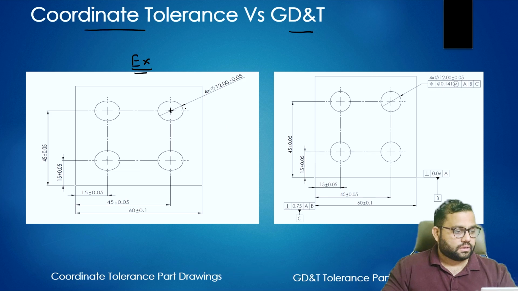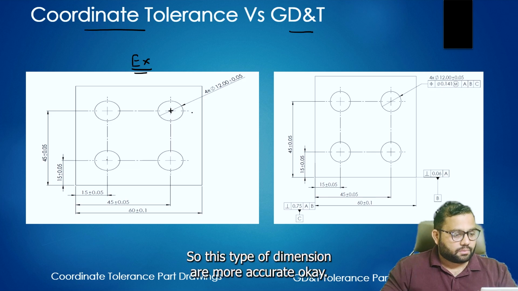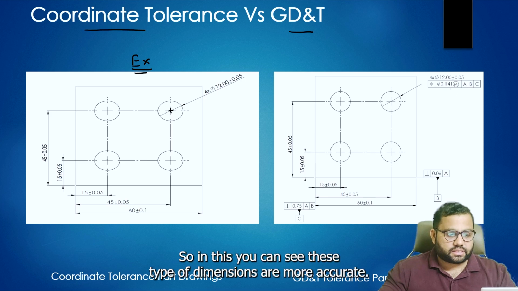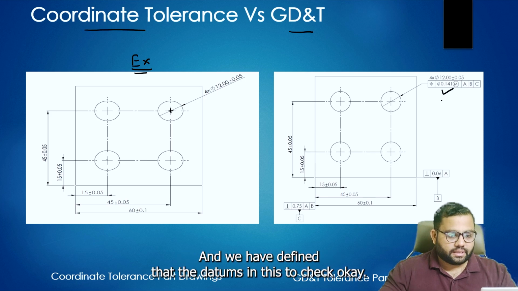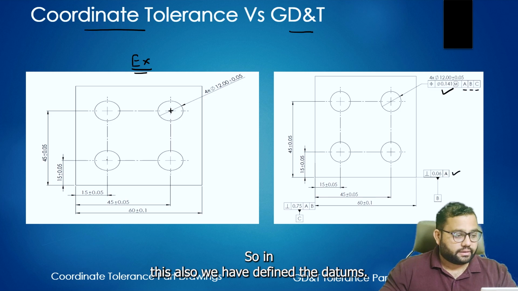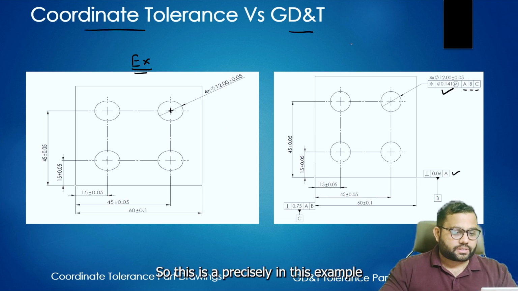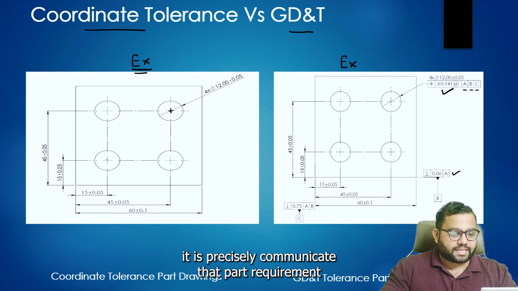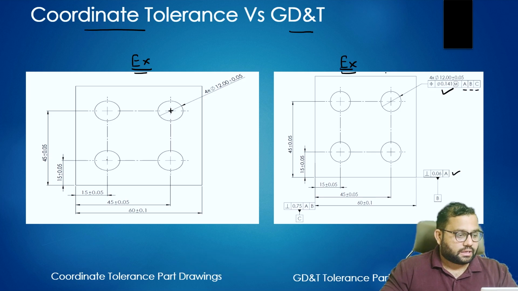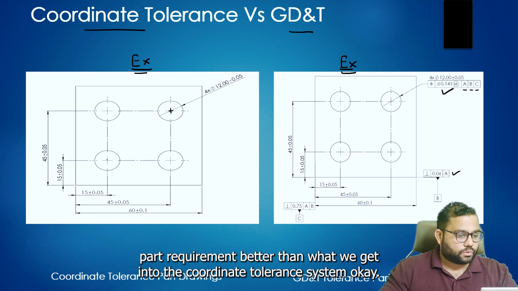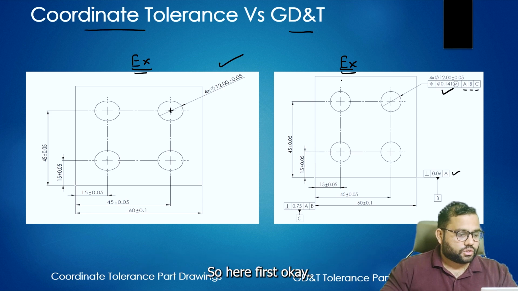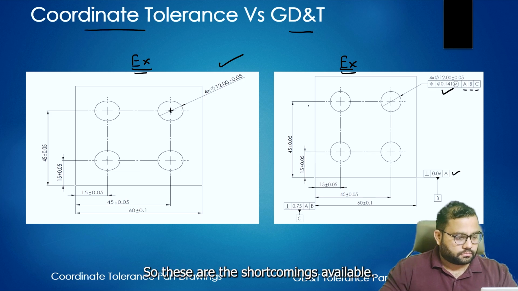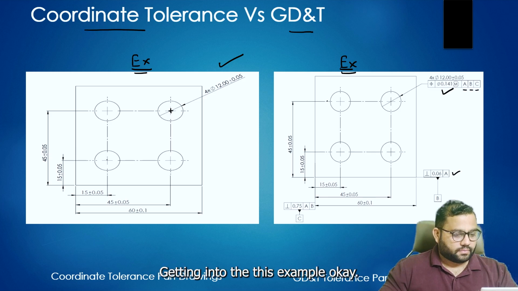These types of dimensions are more accurate, and we have defined the datums to check. So in this example, the part requirement is communicated precisely, better than what we get in the coordinate tolerance system. So these are the shortcomings we see in this example.